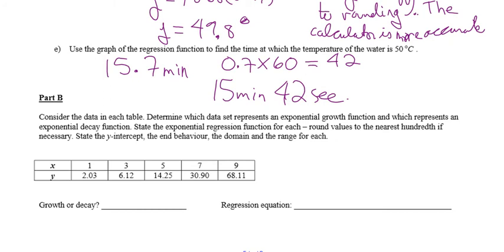Determine which data set represents growth, which represents decay. Is this table growth or decay? Growth. How do you know? Y values are getting bigger. So it's growth. State the exponential regression function for each. Round values to the nearest hundredth if necessary.